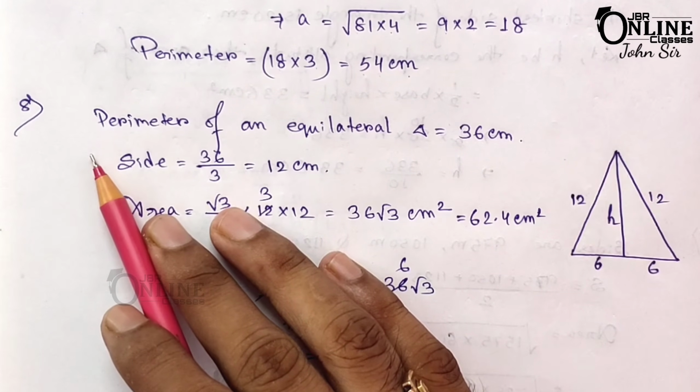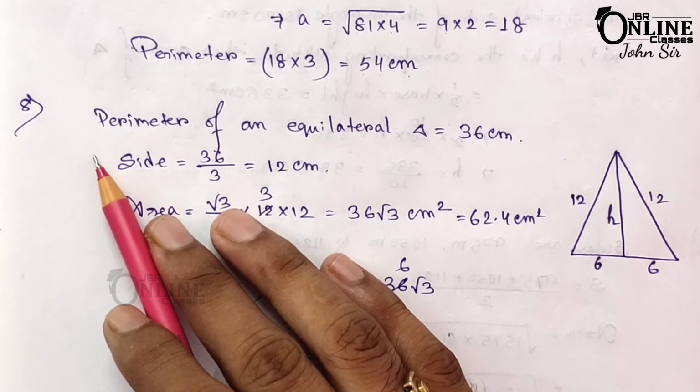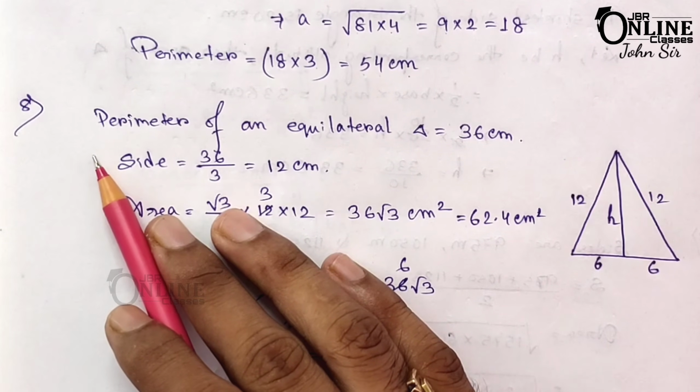If the perimeter of an equilateral triangle is 36 centimeter, calculate its area and height.